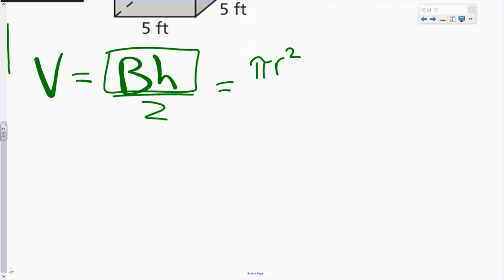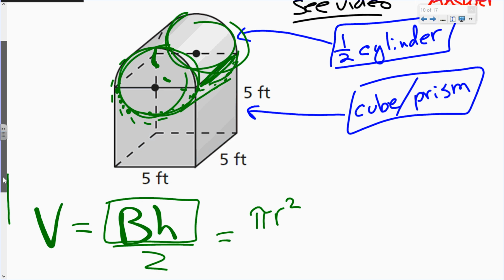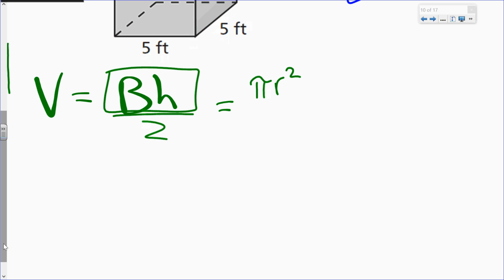The height, how far away are the circles from each other? The front and back circle. How far away? 5 feet. Look at front circle, back circle in the back of the lunch pail. They're 5 feet. That's the height. So I'm gonna replace h with 5 now, divided by 2.